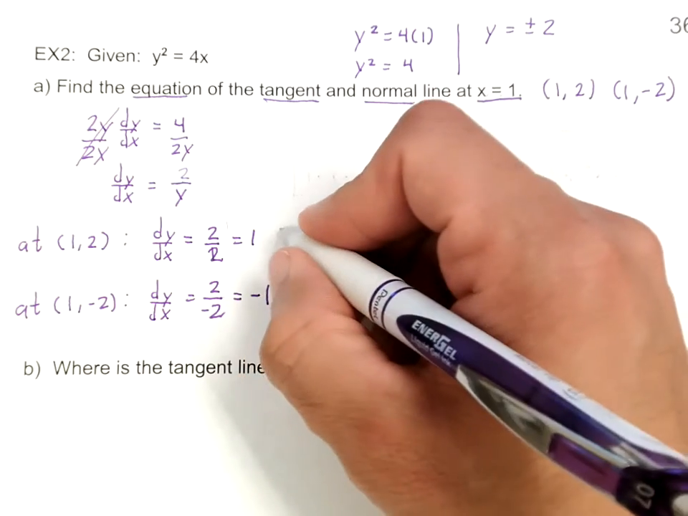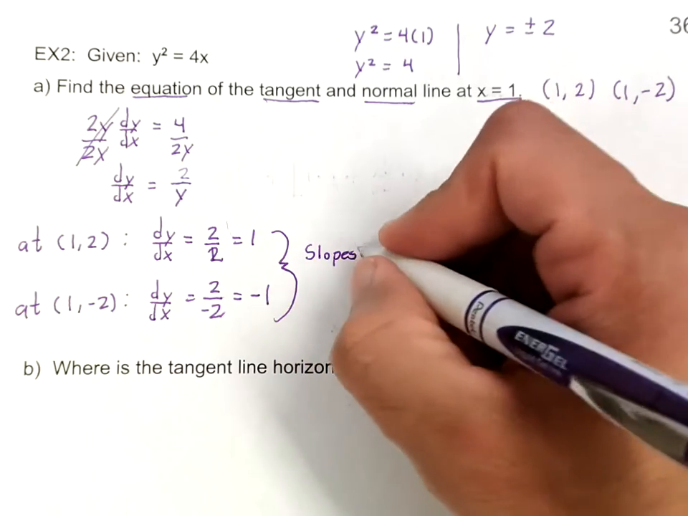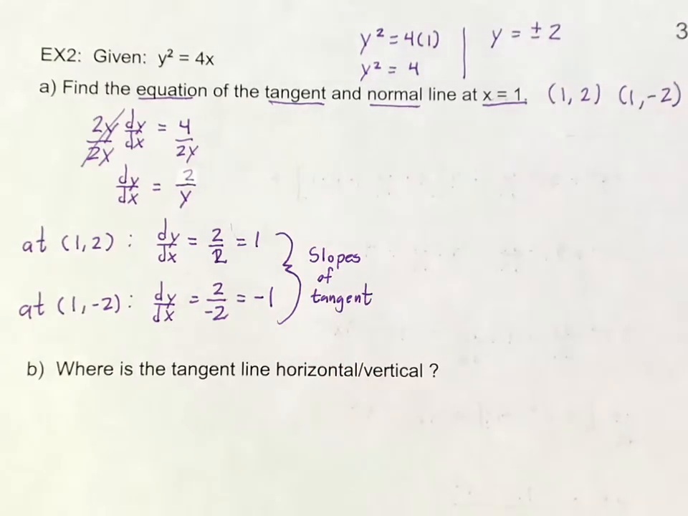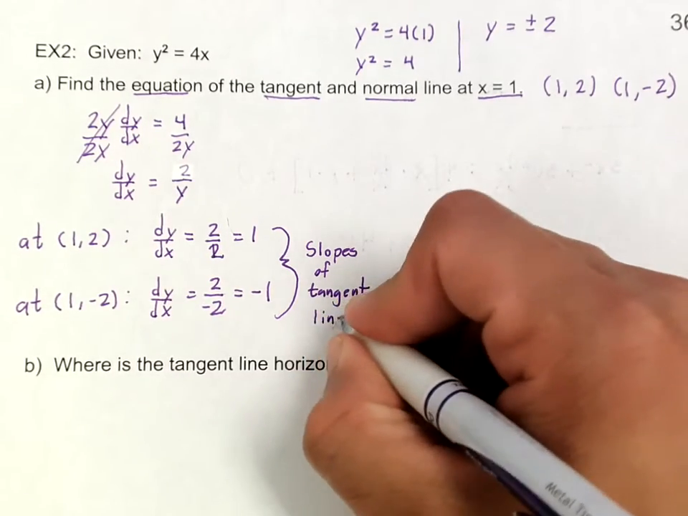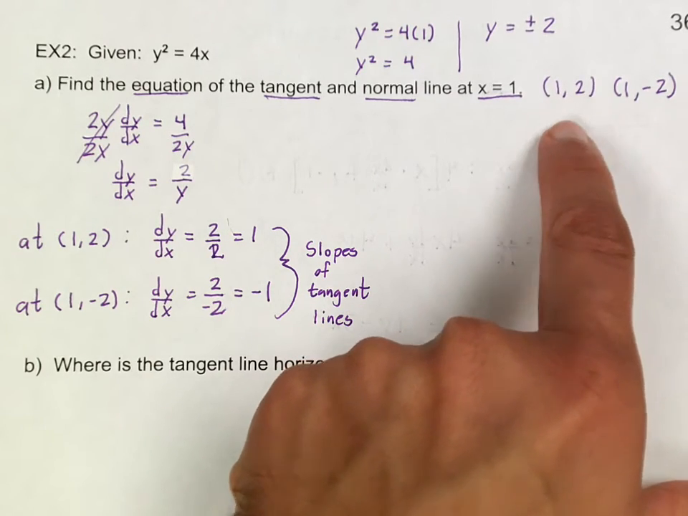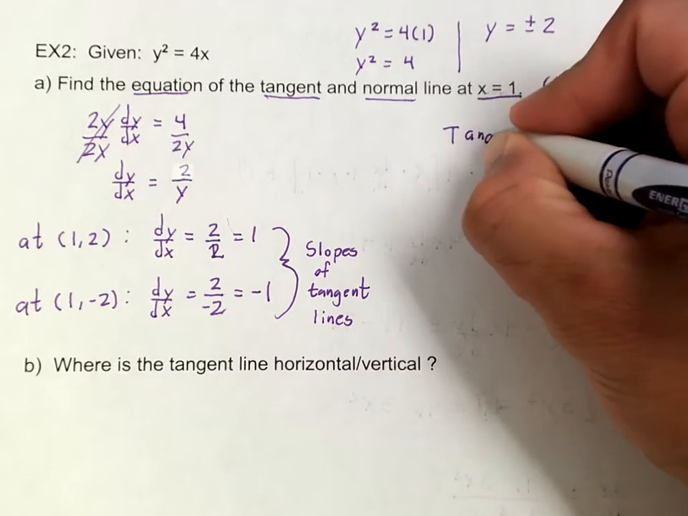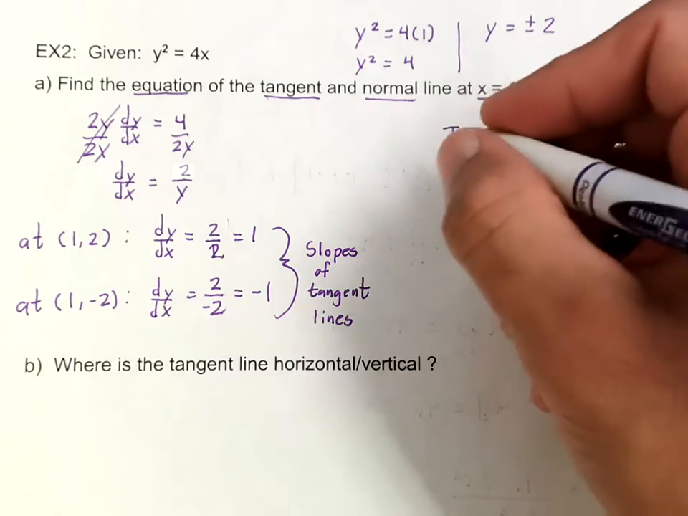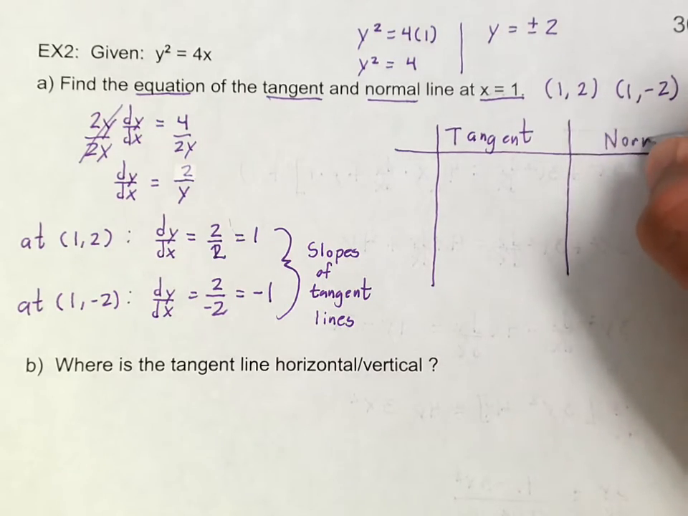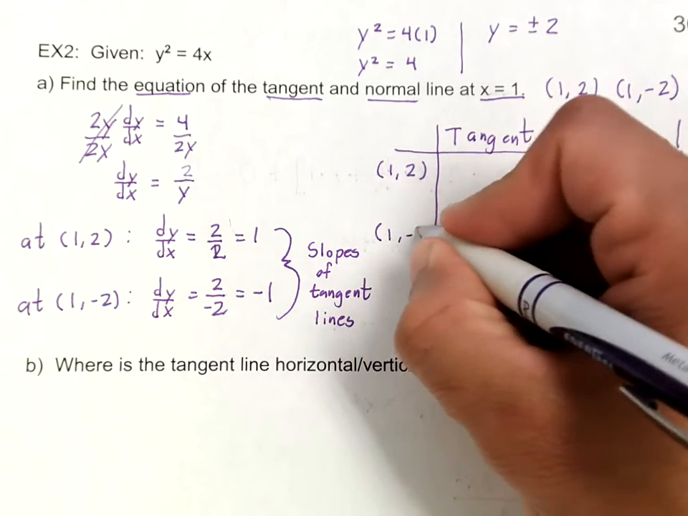All right, so don't forget what we found here. These are the slopes of the tangent line at these 2 separate points. Now I have to write, and again, you don't have to do this, it just helps me keep everything separate in my brain. So I'm going to write the equation of the tangent line here, and the equation of the normal line over here. So at (1, 2), and at (1, negative 2).